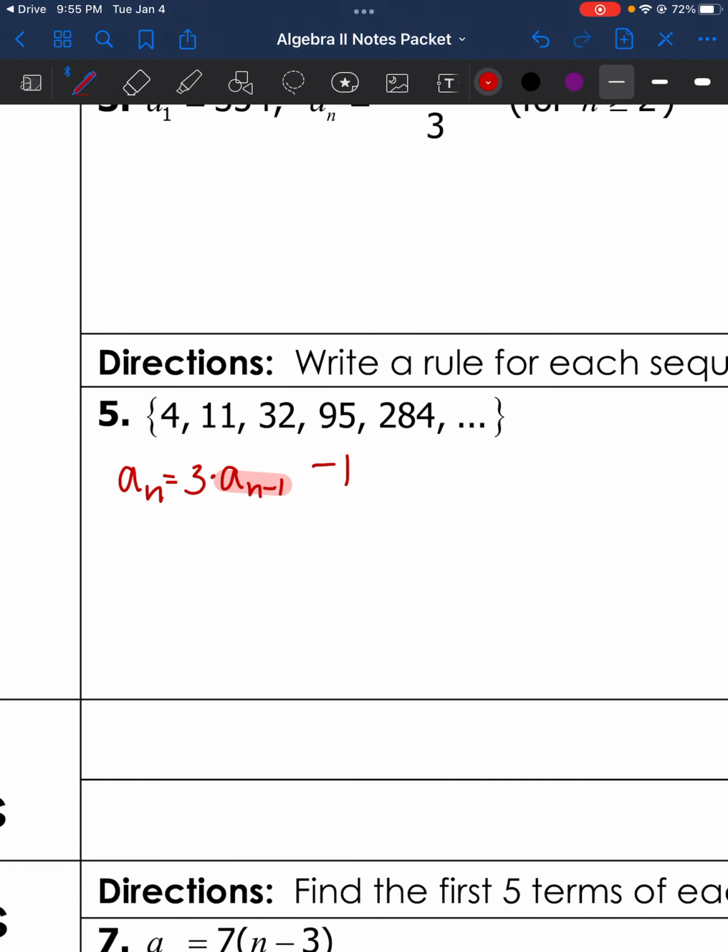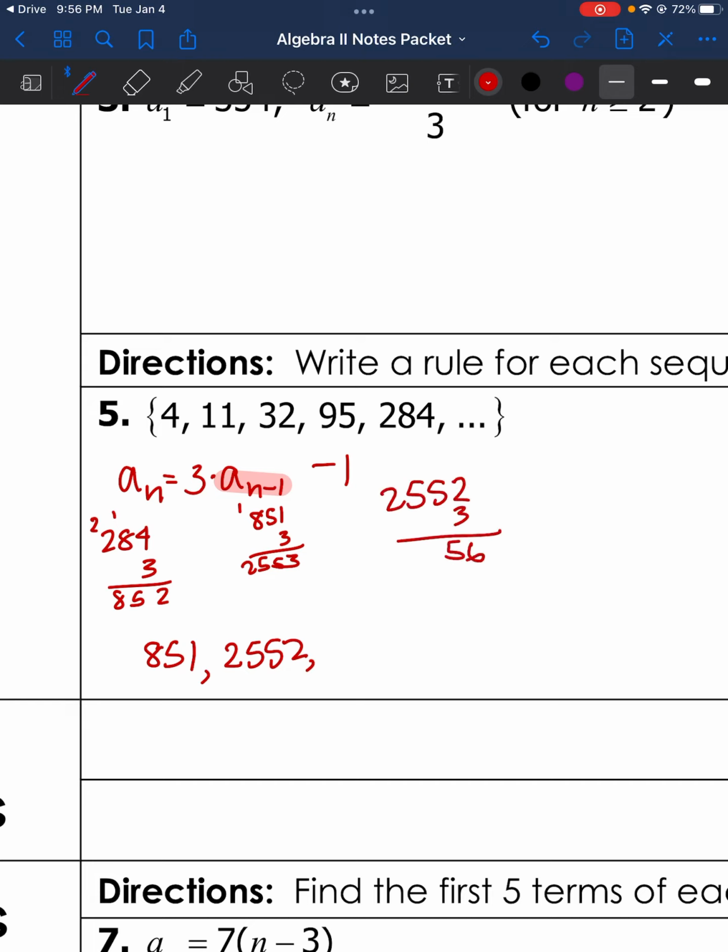So we have 284 here. We want to multiply 284 by 3, which is 852, minus 1. So then we have 851. That's the next term. Let's look at 851 times 3. Hang on, why did I write 20? 8 times 3 is 24, 25, so 2,553, minus 1 is 2,552. One more here, 2,552 times 3 is 7,656, minus 1, 7,655. Okay, so these are the next 3 terms in that sequence.